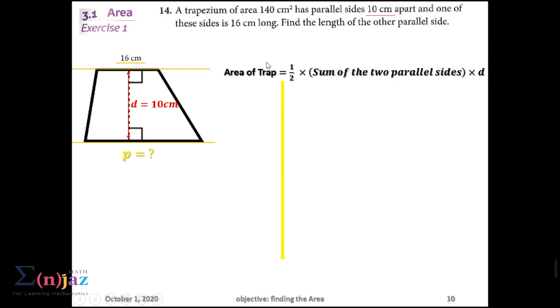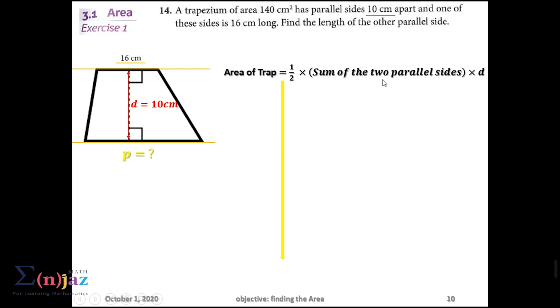So now we can replace the area of the trapezium with the number 140, and half is going to come down as is because it's part of the rule. Sum of the two parallel sides: the first one is known as 16, the other one is unknown, and we named it P. You can name it X, N, whatever you want. I named it here as P.